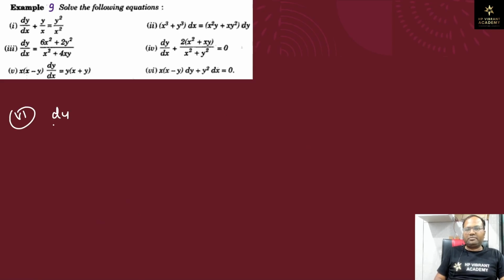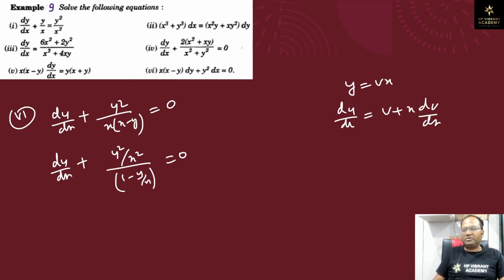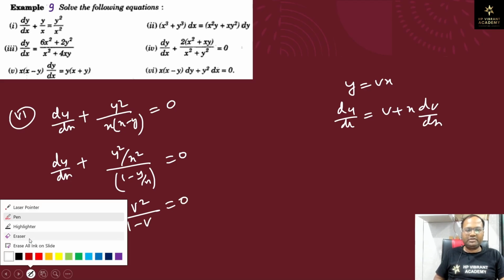So we have dy upon dx plus y square upon x minus y is equal to 0. Let us divide the numerator and denominator with x square. So we have dy upon dx plus y square upon x square upon 1 minus y upon x is equal to 0. Let us take y is equal to vx. So dy upon dx is equal to v plus x dv upon dx. So this is nothing but v plus x dv upon dx plus v square upon 1 minus v is equal to 0.